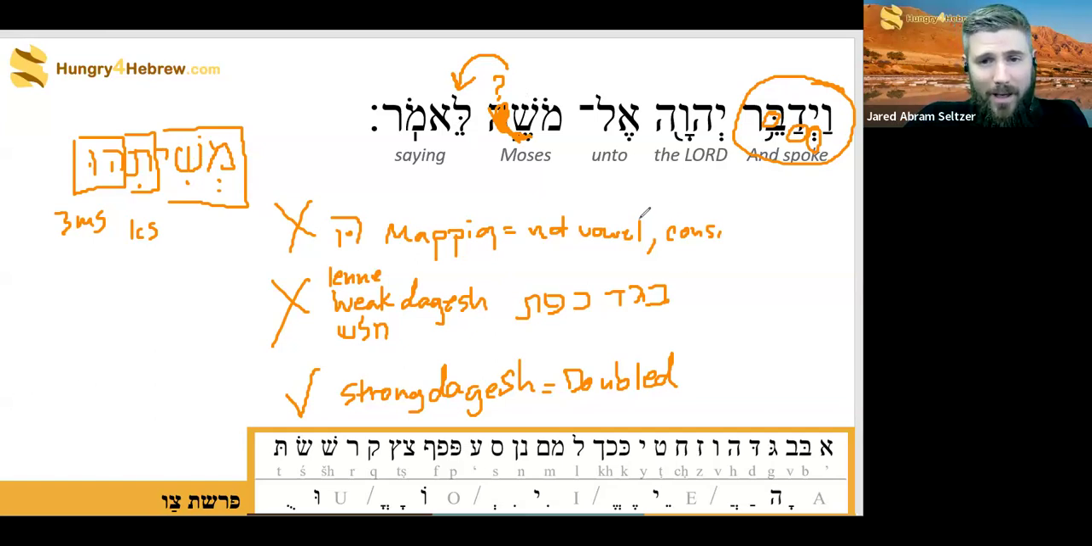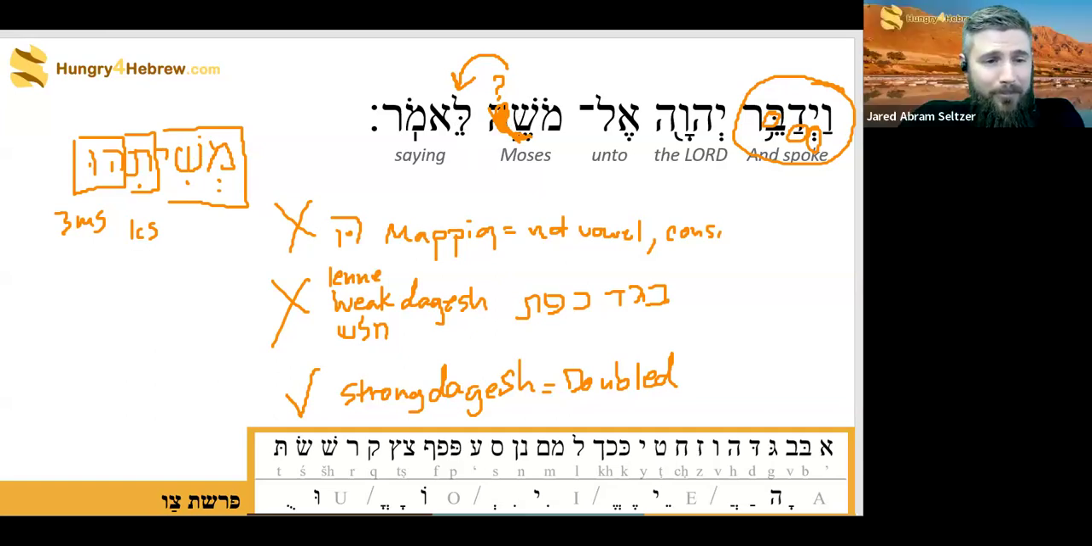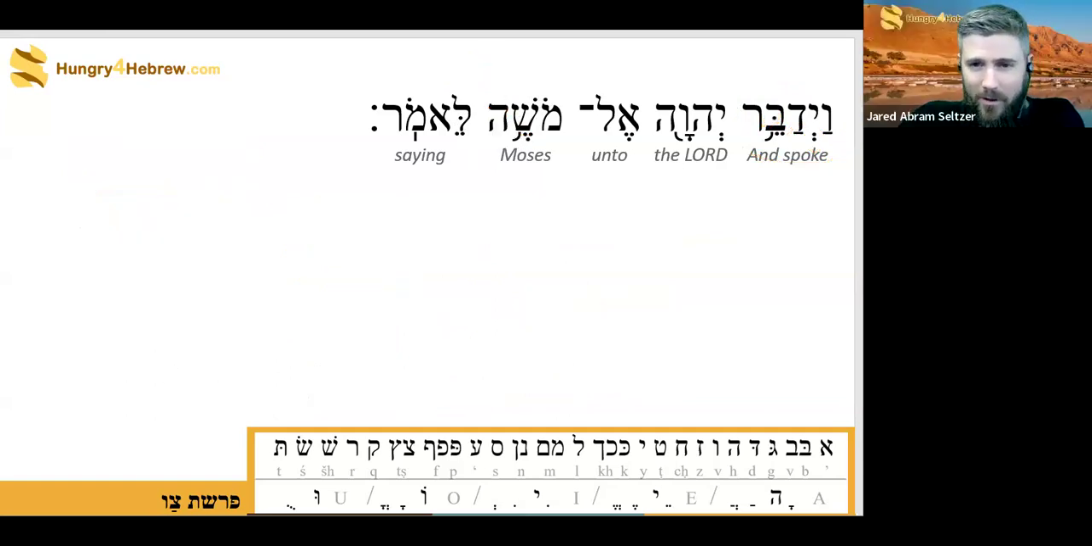Fun stuff. This will happen a lot with lamed yod verbs, verbs whose third root letter is a yod, and yet we don't get to see the yod. All we see is a vowel at the end. Keep an eye out. See if you ever find a strong dagesh following a verb like that. It happens more than you think. All right, nothing more to talk about in this verse.